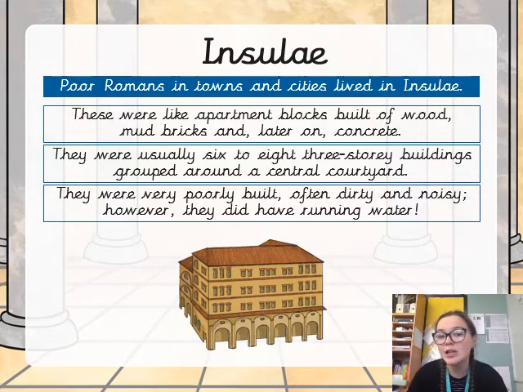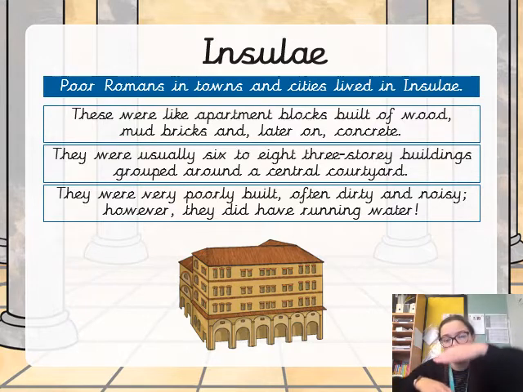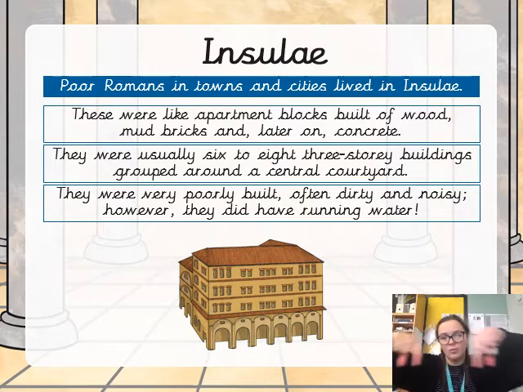Next one, we've got insulae. So poor Romans in towns and cities lived in insulae. The last one was if they lived in the countryside. This one is if they live in the city centre. So these were like apartment blocks. They were built out of wood, mud bricks, and then later on they were built out of concrete as well. They were usually 6 to 8 three-storey buildings grouped around a central courtyard. The courtyard was the bit in the middle where they'd all meet and have space to do things, and then it was built around it, okay?